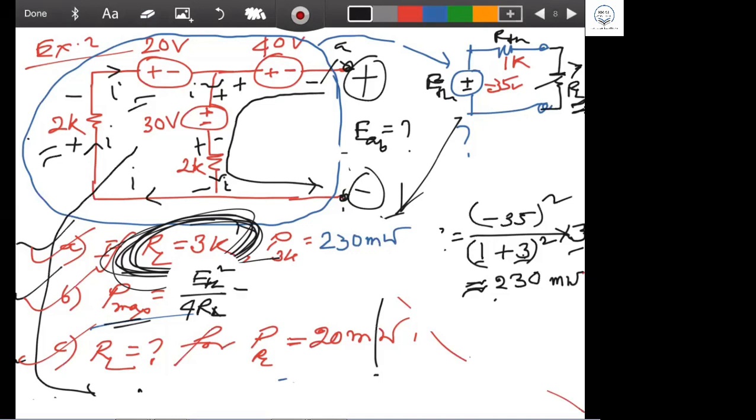So what is E Thevenin? E Thevenin is minus 35 square, and this is 4 into RL. What is R Thevenin? 1, sir. So 1, and then now you do your calculation. I think you have done it already. What's the answer?